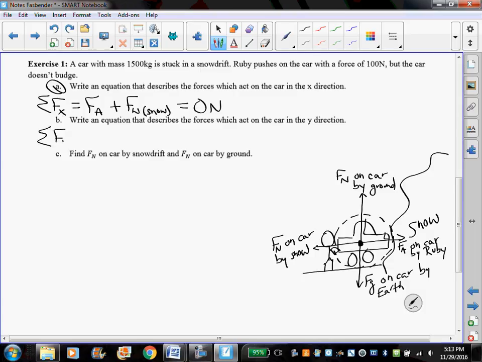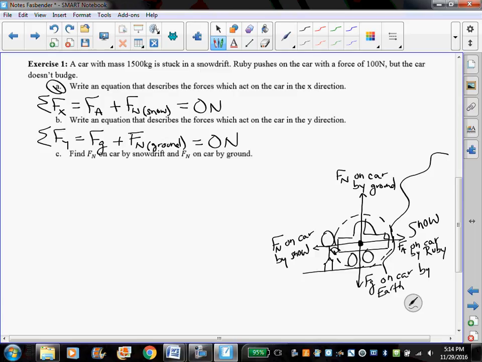Now let's write the net force equation for the y direction. There's a force of gravity on the car, and then there is a normal force due to the ground that's pushing up on the car, and those are the only up or down forces, so those things must add up to 0 as well. And then finally in part C, we want to find the normal force on the car by the snowdrift and the normal force on the car by the ground.